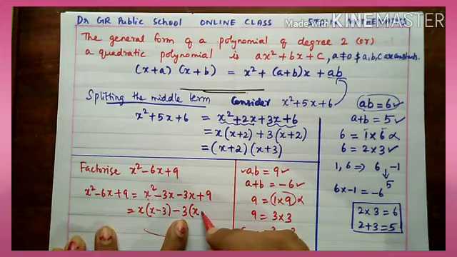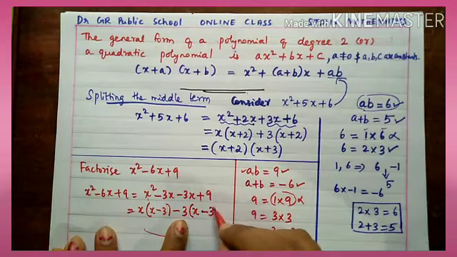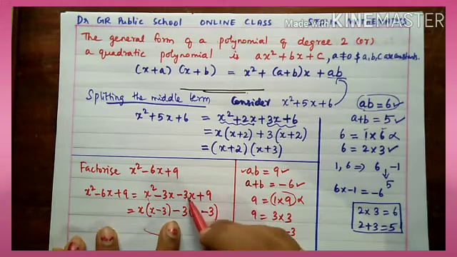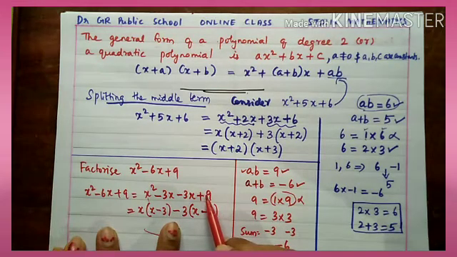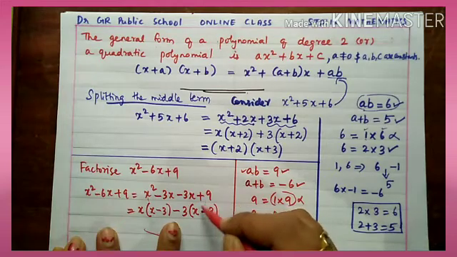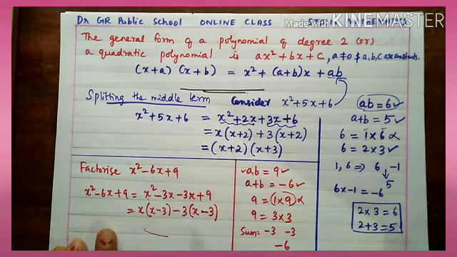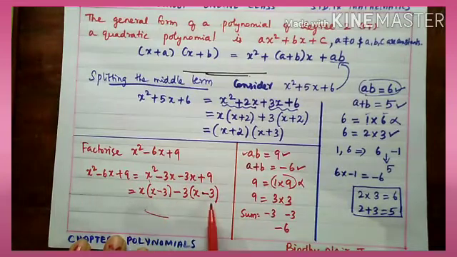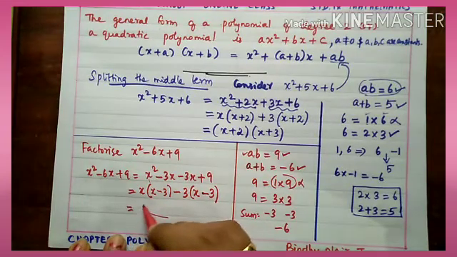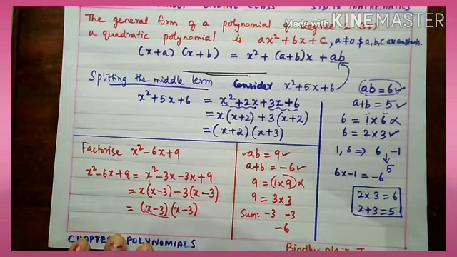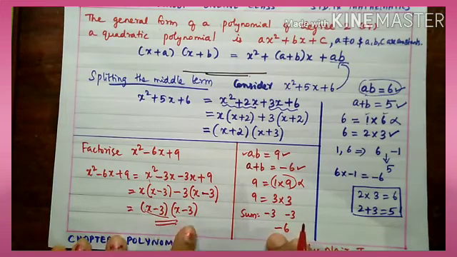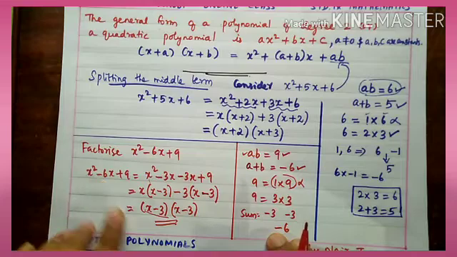So here we want to make what? To get plus 9, we want to put minus 3. So see, minus 3 into x is minus 3x, minus 3 into minus 3 is plus 9. Okay, so whenever you are grouping, the values should not change. Now you see we got the two brackets similar, so we can take x minus 3 common, and the balance is also x minus 3. Okay, so these are the two factors of the given polynomial.